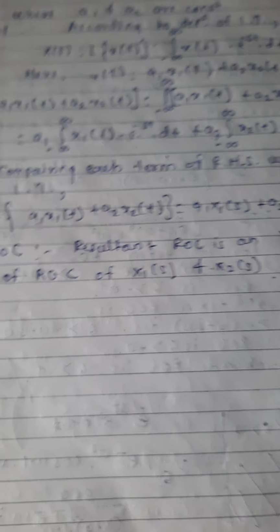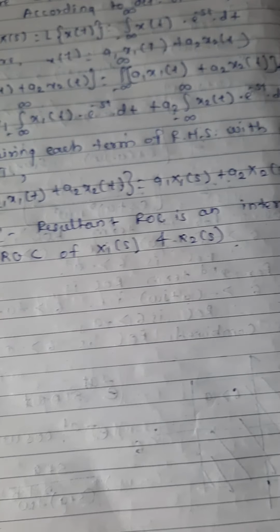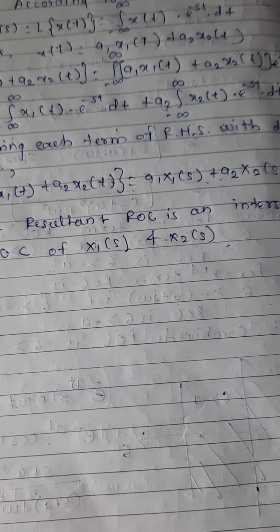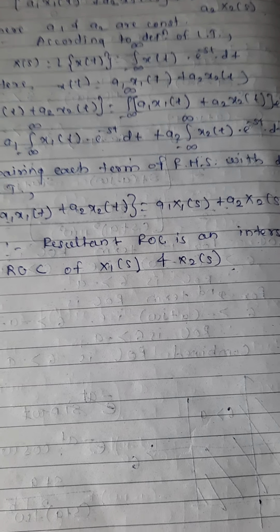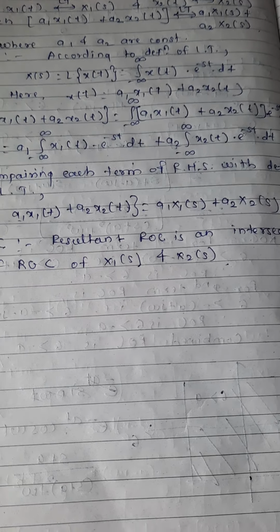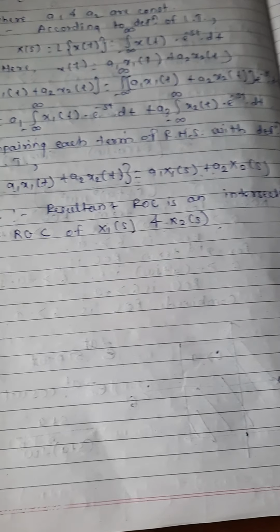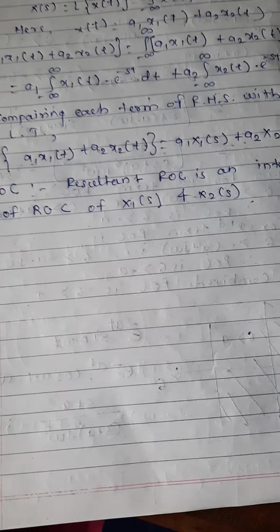So the meaning of linearity property is that Laplace transform of linear combination of signals is same as the linear combination of their individual Laplace transform, while the resultant ROC is the intersection or overlap of individual ROC. So this is the meaning of linearity property.